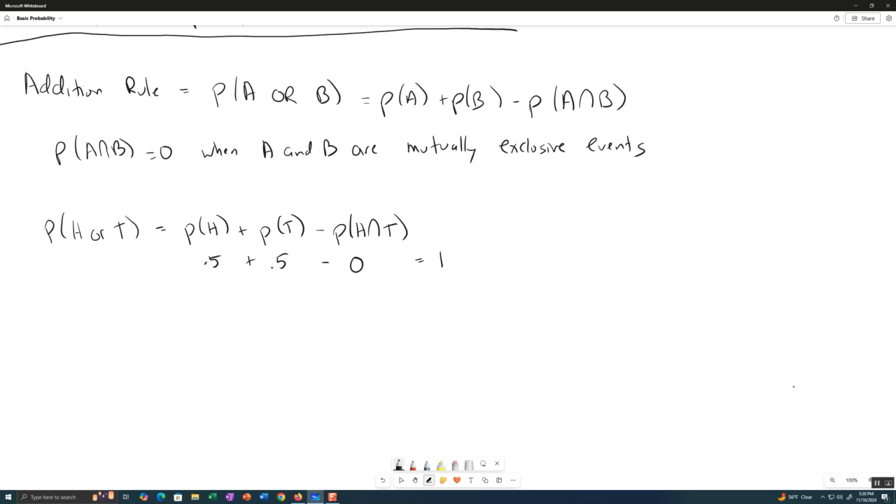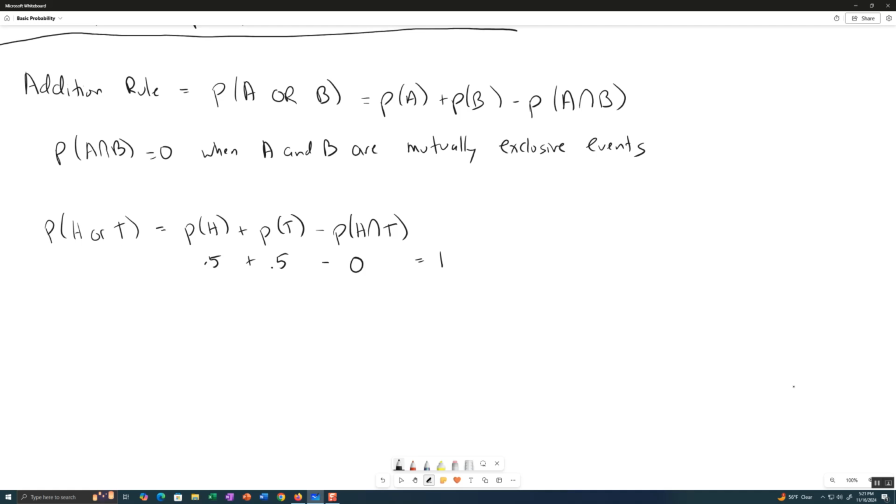A probability of 1 means it's guaranteed. So when you flip a fair coin once, you are guaranteed to get either heads or tails. There's no other option. So 1 means guaranteed. If the probability is 0, it means impossible. Right? So the probability of getting heads and tails at the same time in one flip is 0 because you can't physically get heads and tails together on one flip of a fair coin. So since this is 0, it's mutually exclusive.